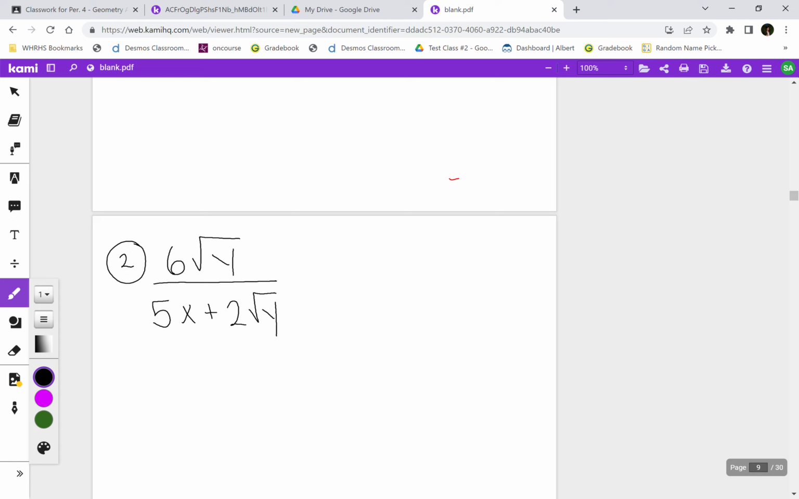Hey, it doesn't matter if there's only one radical. It doesn't matter. Is it a binomial with at least one radical? Yes. If it's a binomial with at least one radical, what are we going to do? Multiply by its conjugate. So I'm going to take 5x minus 2 root y.